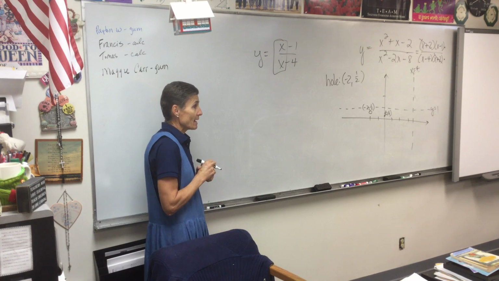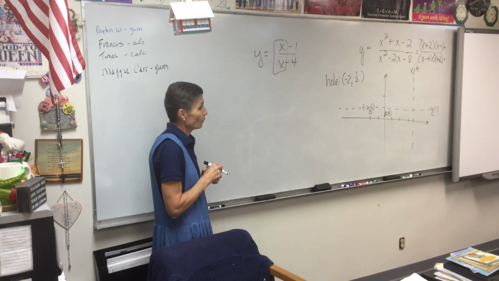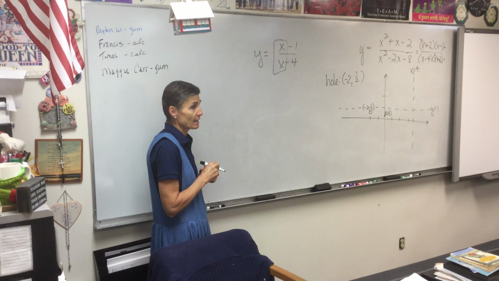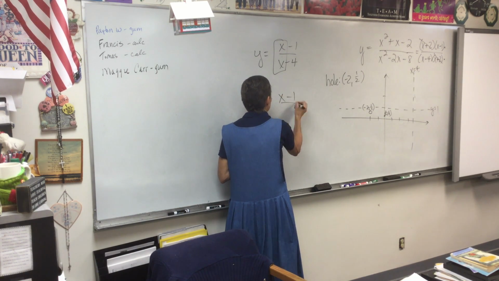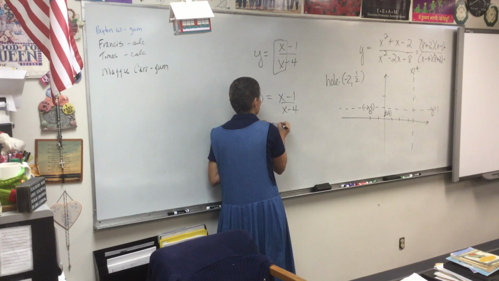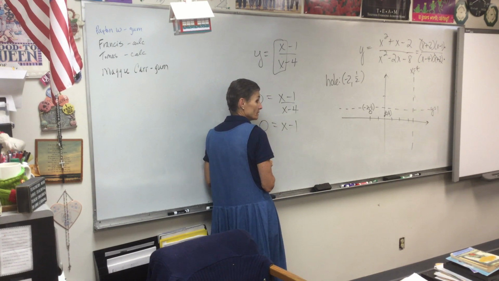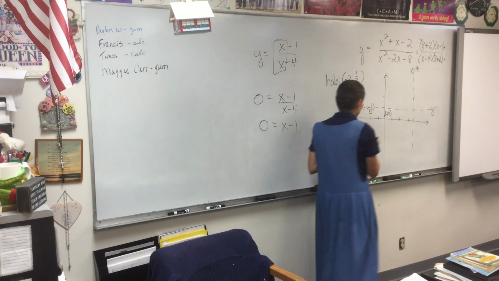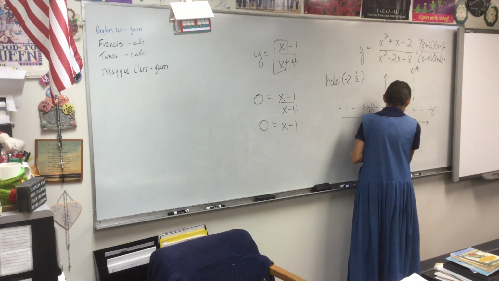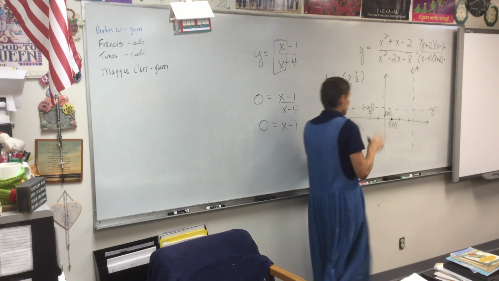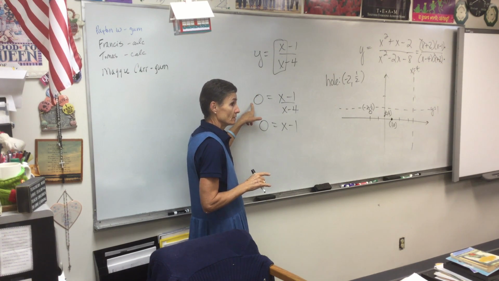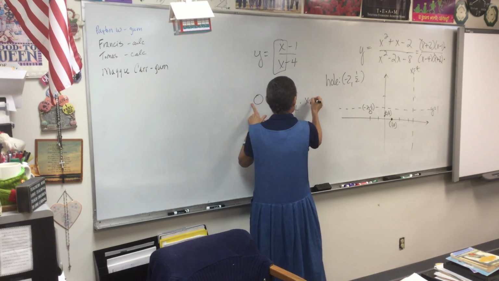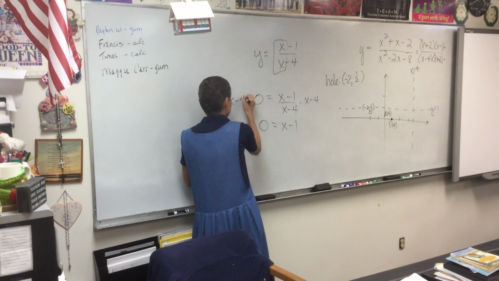All right, how do I find my x-intercept? That's really important. I need to know where I cross the x-axis. So 0 equals x minus 1 over x minus 4. So 0 equals x minus 1. And x equals 1. How do you get rid of the bottom though? You multiply it over to here. Multiply both sides by x minus 4. What's 0 times x minus 4?